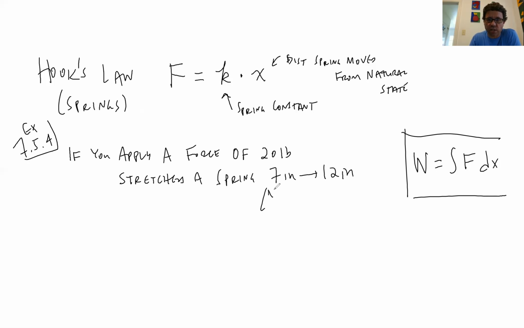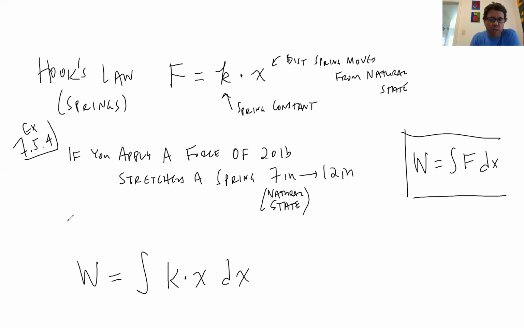So the 7 inches there is the natural state. You have a 7-inch spring, and you apply a force of 20 pounds to it, and it stretches out to 12 inches. Then the question is, how much work did you have to do to do that? The work for this is the integral of the force equation, and the force is just the spring constant times x. That's Hooke's law. For the work, we just have this integral. So we need to figure out what k is, and we need to figure out what the bounds are.